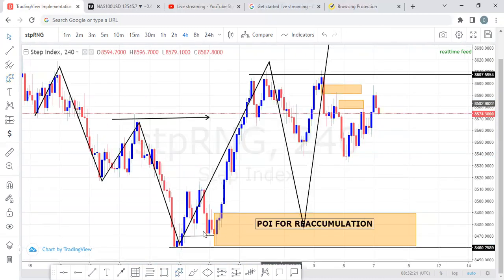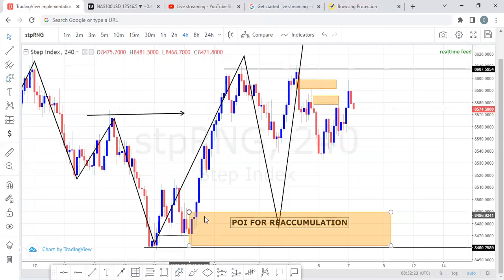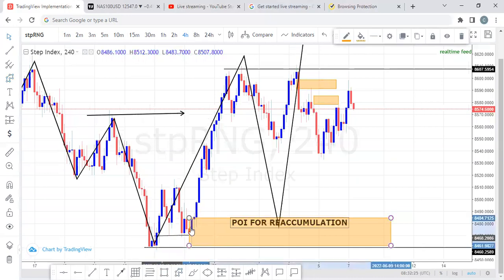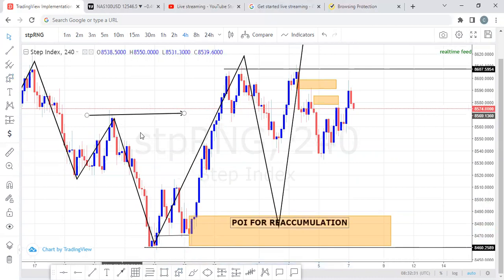So now we had a kind of liquidity grab. Look at this. There was a liquidity builder here. This took our liquidity and then went higher. So we're looking for price to come and mitigate that area, right? That's why we're looking for a buy inside there.